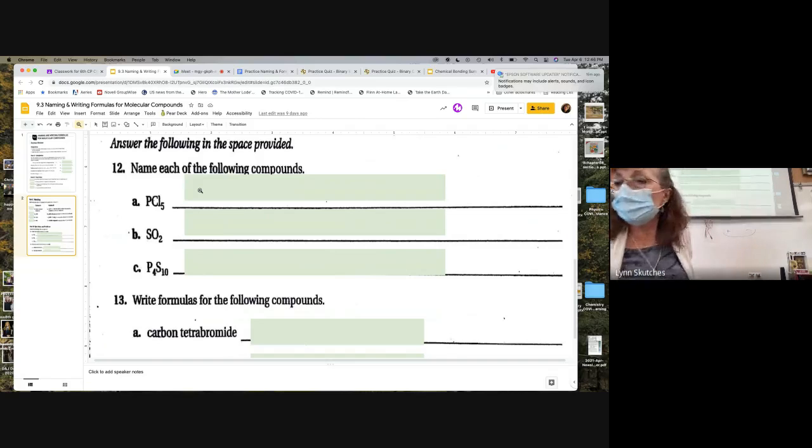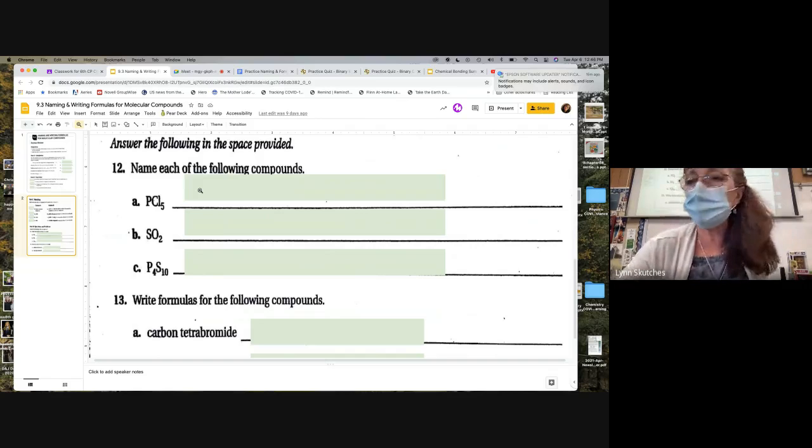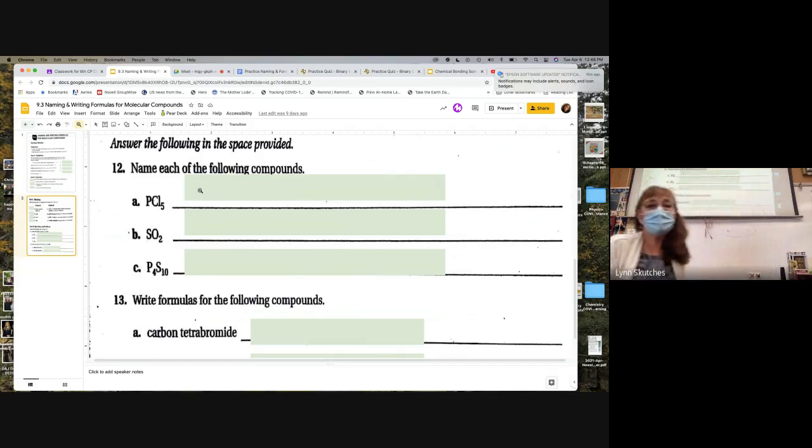How about for B, Caius? What's S? Sulfur dioxide. Perfect. And then last but not least, Michael, P4S10. Tetra, it's a 4. Oh, tetraphosphorus.